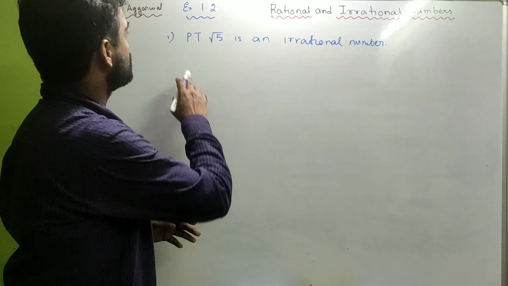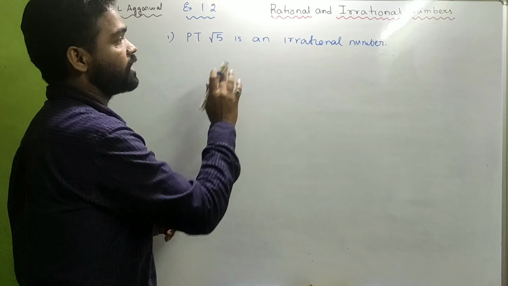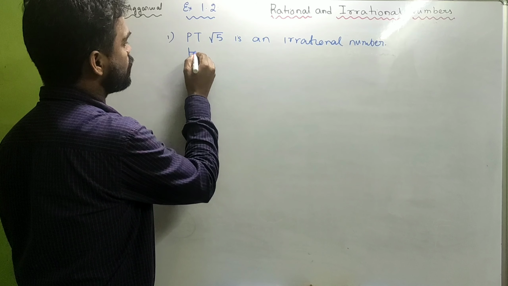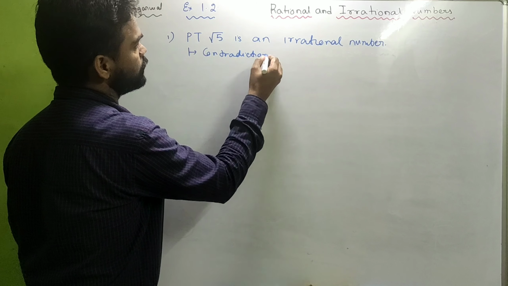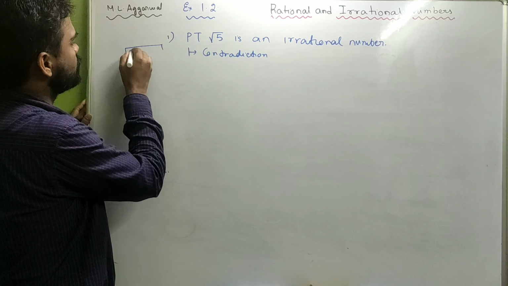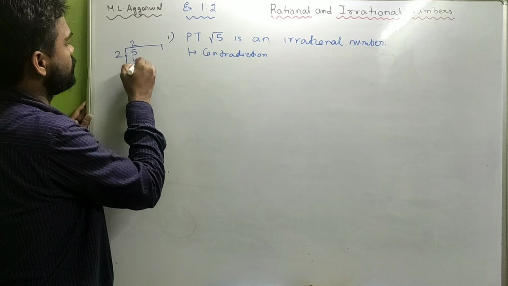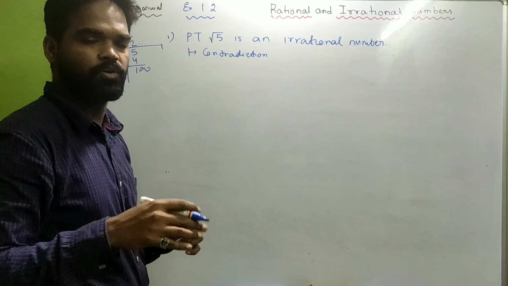Look at exercise 1.2, the first sum. Prove that root 5 is an irrational number. Okay, we have to prove it by contradiction method. Remember that. Contradiction method. Don't prove it by division method. You are finding the square root of root 5 by the division method. Remember? Don't do it by this method. We'll do it by contradiction method.